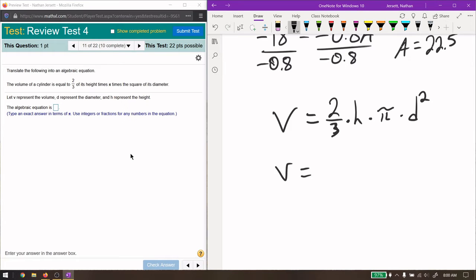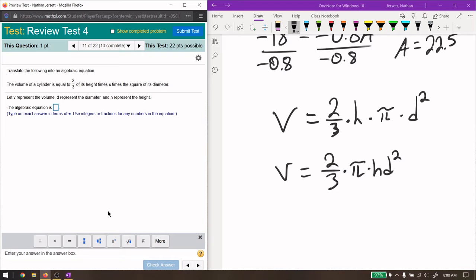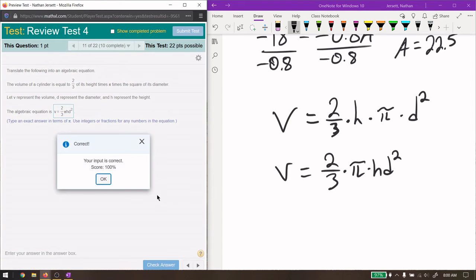So you can rearrange this so that the constants are out in front, and then H times diameter squared. That's just the way we typically do it in mathematics: we have the numbers in front and the variables, the H and D, out in the back of the term. So we have V equals 2/3 pi times H D to the power of 2. And that's correct.